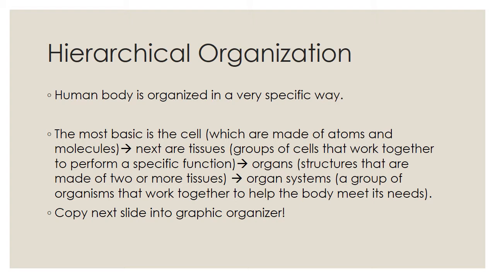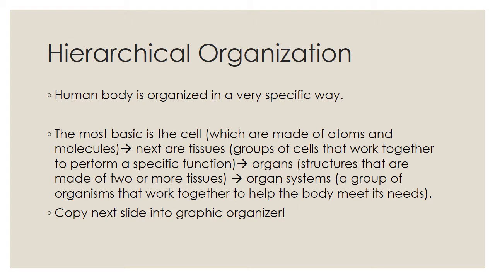groups of cells work together to make up tissues, and tissues each perform a specific function. Next come organs, and organs are things that are made up of two or more tissues. And then organ systems are a group of organs that work together, rather. A group of organs that work together to help the body meet its needs. And so then organ systems are all together to form an organism.